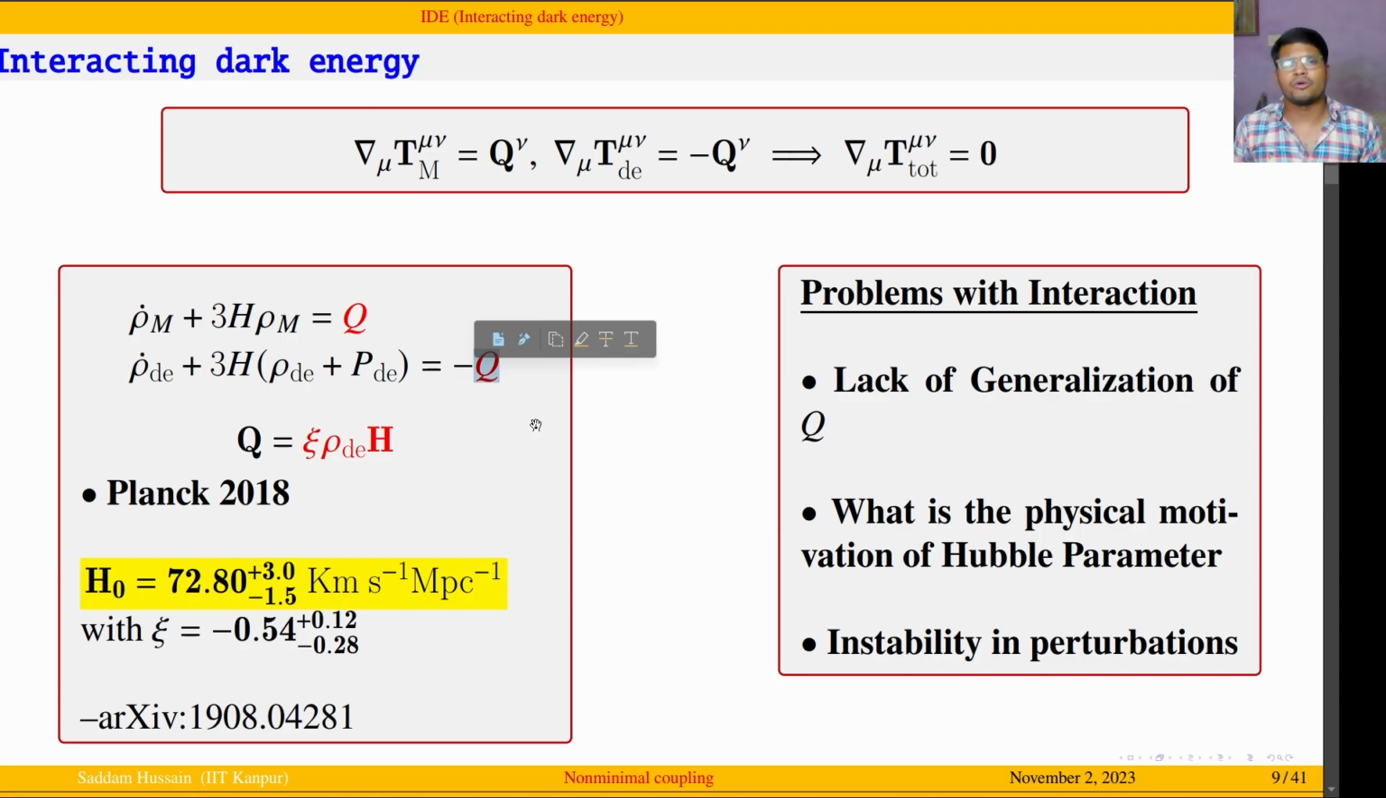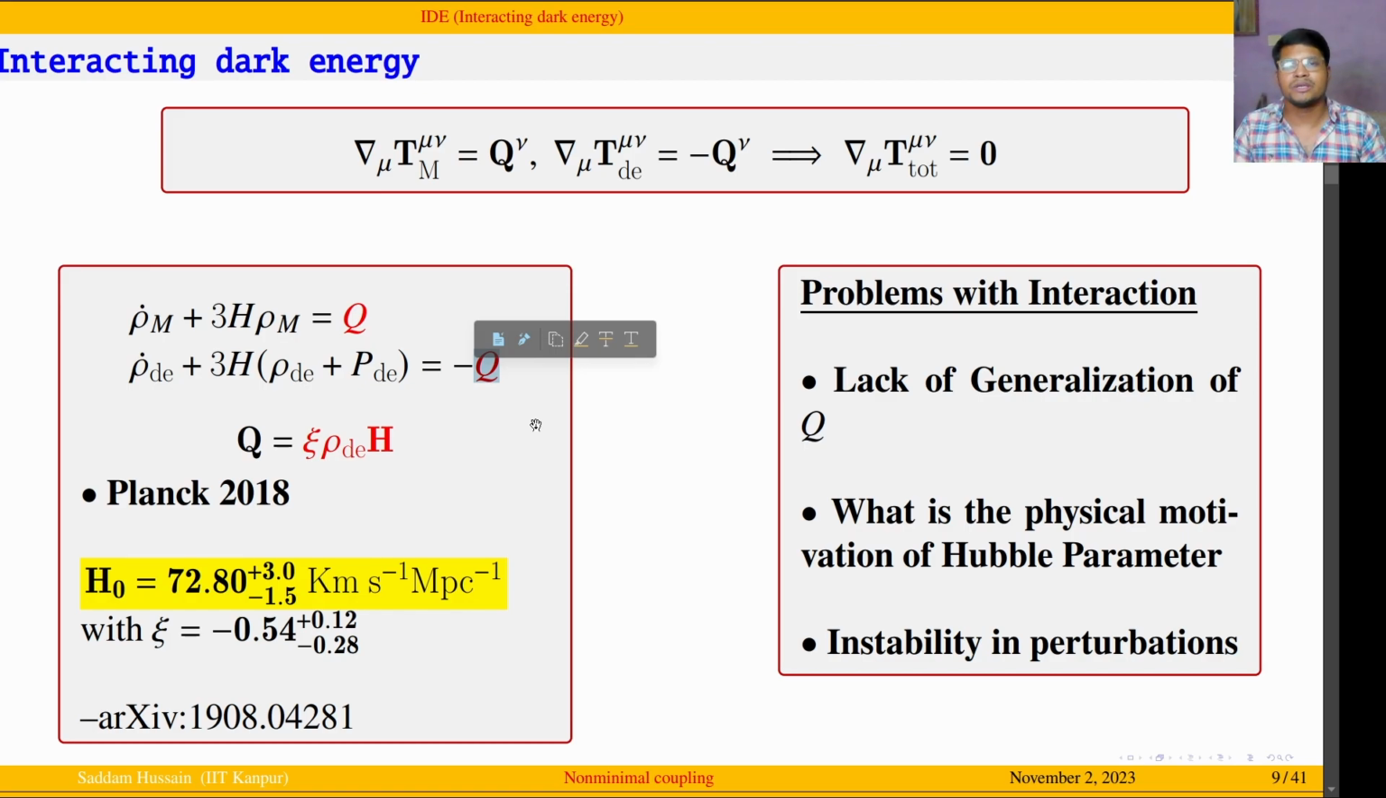Similarly, one of the questions that arises is, what is the physical motivation for choosing such an interaction, and why does a Hubble parameter appear in the interaction? You understand that the Hubble parameter is a global parameter, while the interaction is a very local phenomenon, because it is happening at a specific time. So how can you incorporate this? There is not much explanation for it.